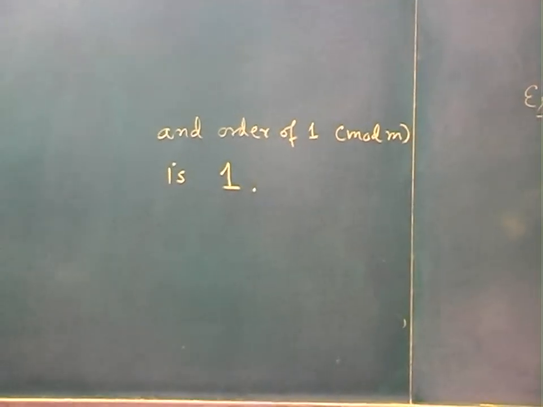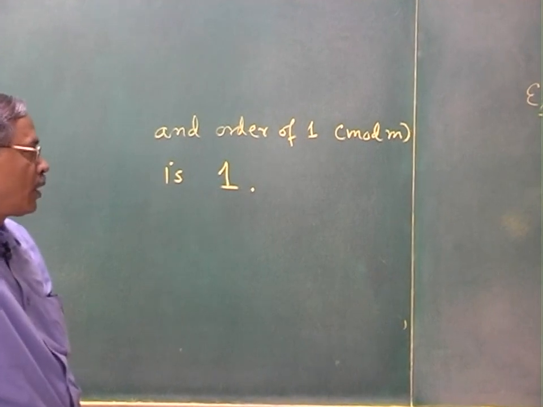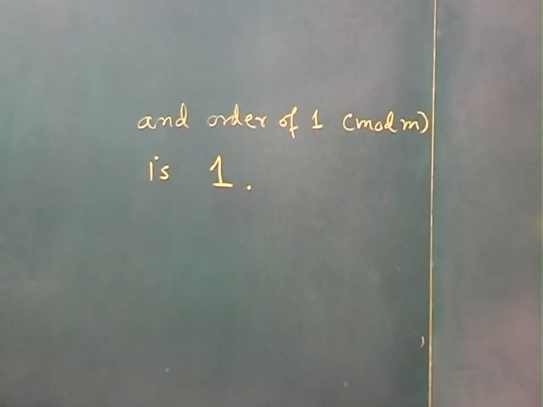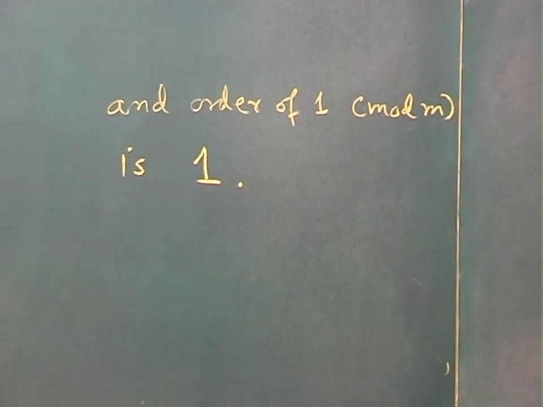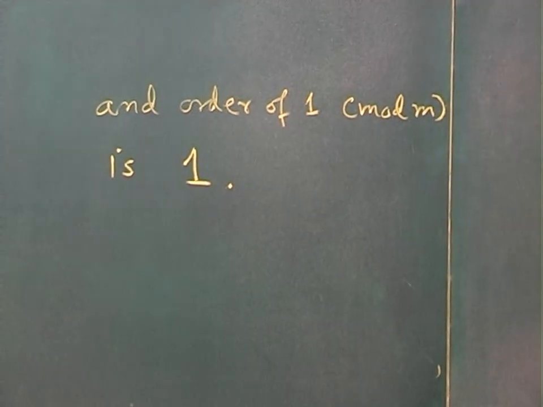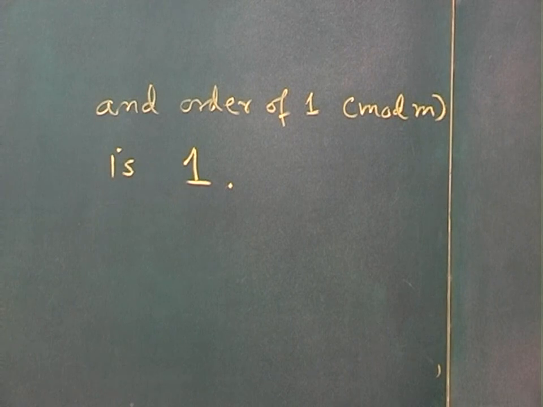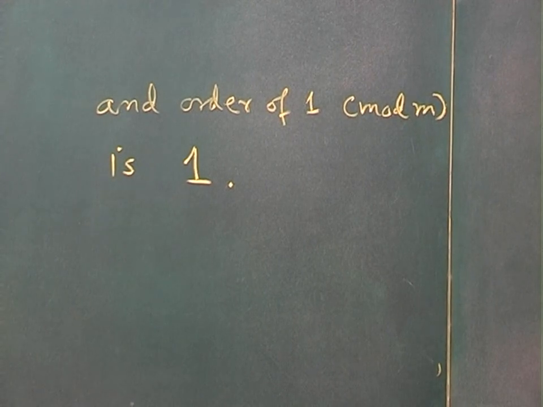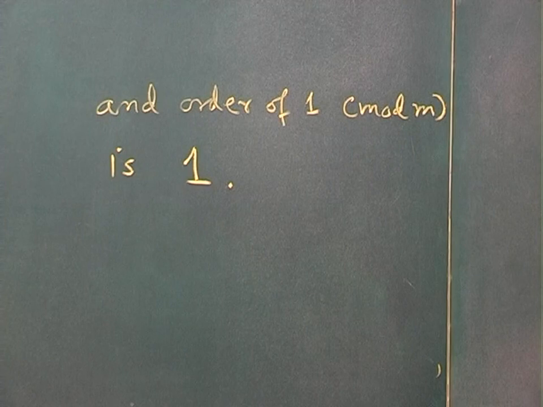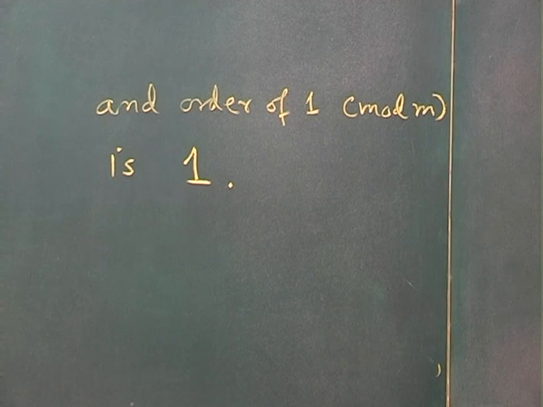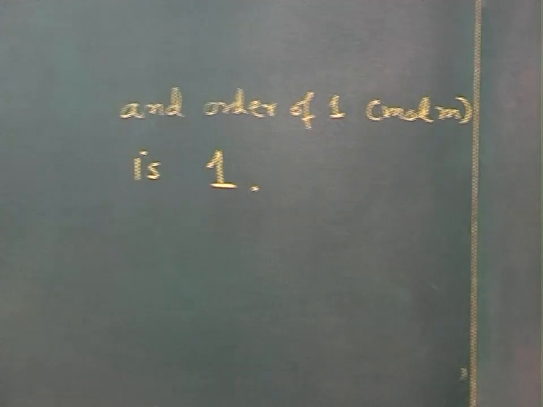So if you take orders as coprime, then if you take the product of the two elements, the order of the product will be equal to the product of the orders. So this is the next theorem.